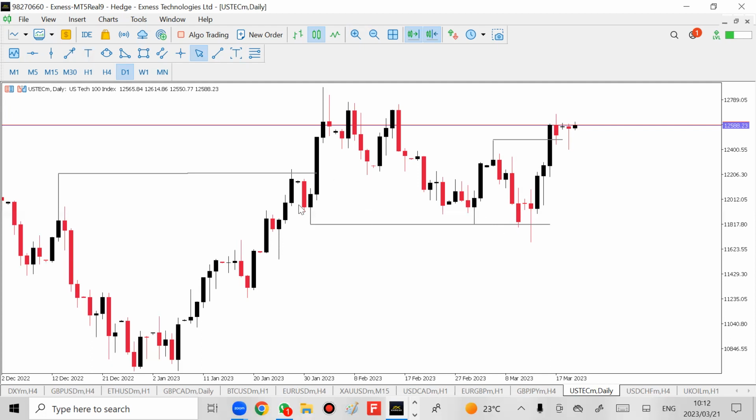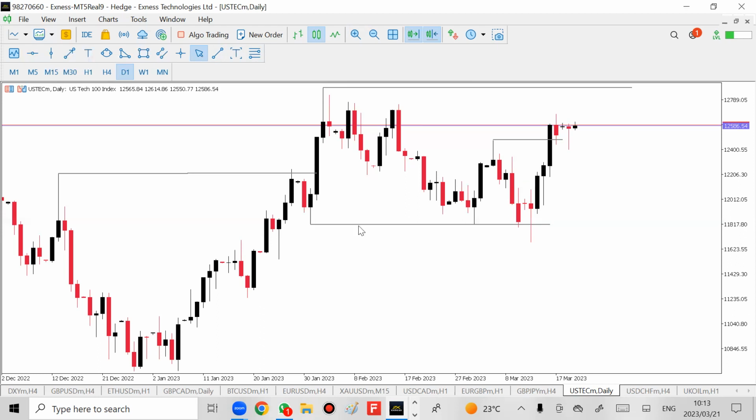So Nasdaq has been in the range. You could see this was the previous higher low, and this was the most recent higher high. So Nasdaq has been in a range, so definitely we are trading within a range. And you know what we do when we're trading in the range?